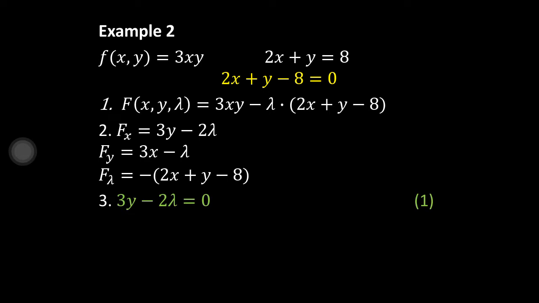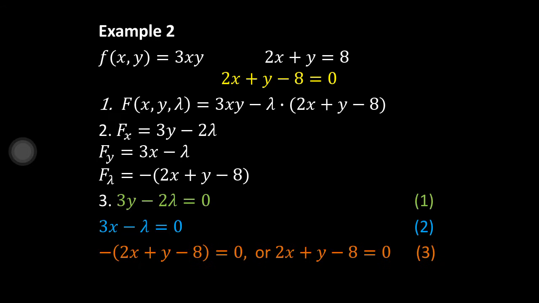So, yung mga nakuha nating partial derivative, equate natin siya sa 0. So, for F sub x, magiging 3y minus 2 lambda is equal to 0, our equation 1. 3x minus lambda is equal to 0, our equation 2. And negative the quantity 2x plus y minus 8 is equal to 0, or 2x plus y minus 8 is equal to 0, is our equation 3.